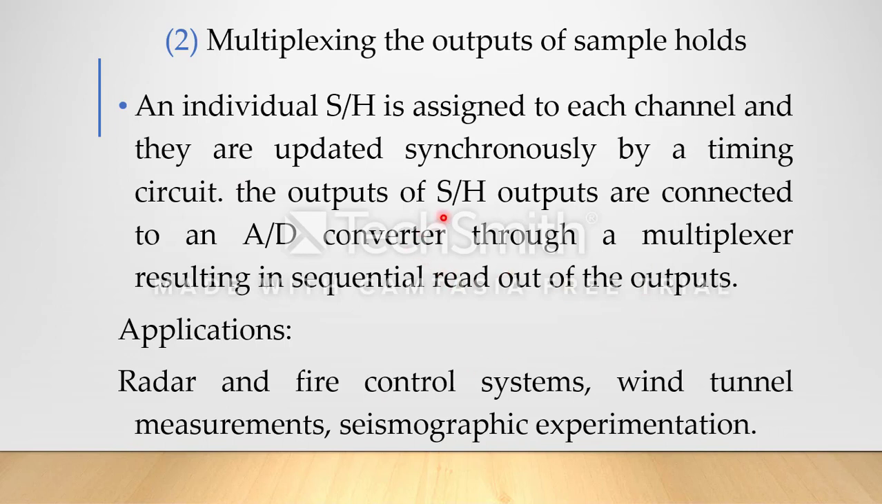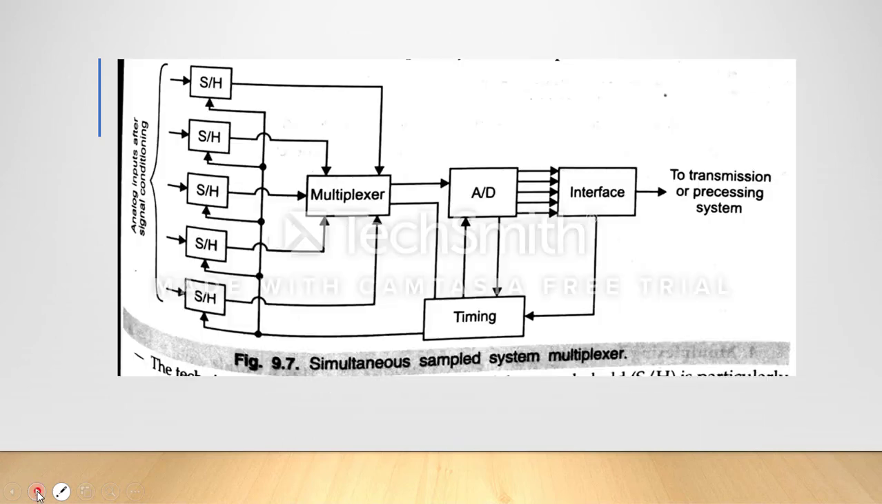So that is why you can see here their applications are radar and fire control, wind tunnel measurements. In all these kinds of applications, multiplexing in a DAS system is used.